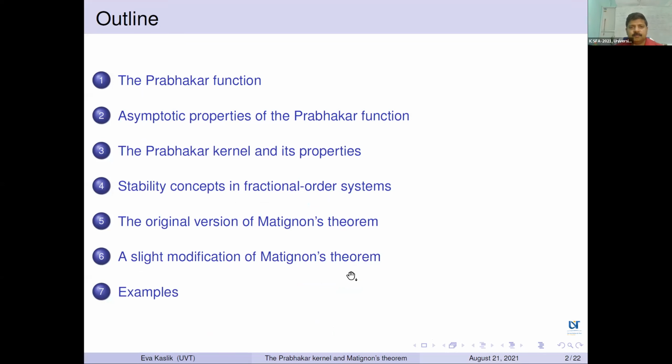Okay, so this will be the outline of my talk. I will present some generalities about the Prabhakar function and its asymptotic properties, and then an introduction about the Prabhakar kernel and its properties, because this is what we will actually need in our proof. Then some generalities about the stability concepts in fractional order systems, and then I will present the original version of Matignon's stability theorem, as well as a slight modification that we came upon this year. And finally, I will present some examples.